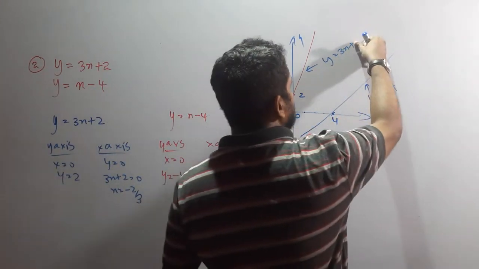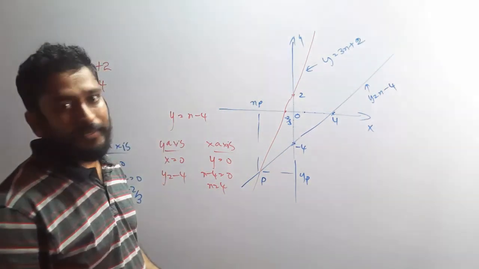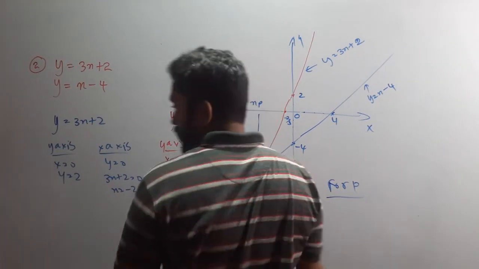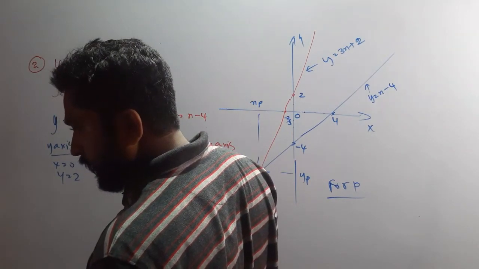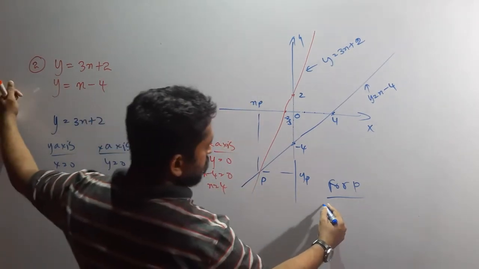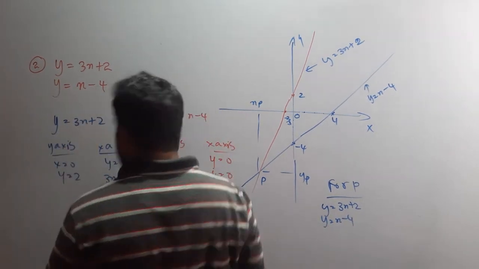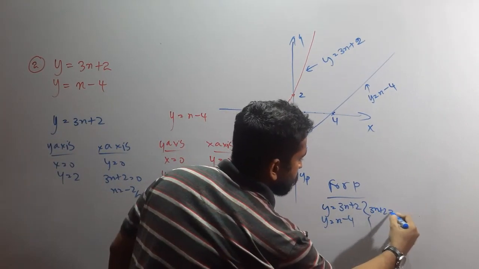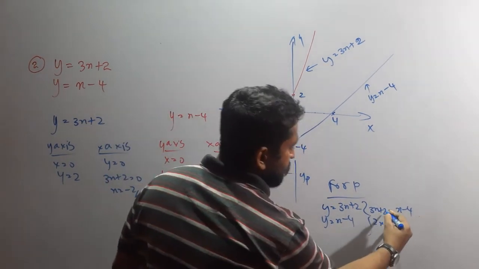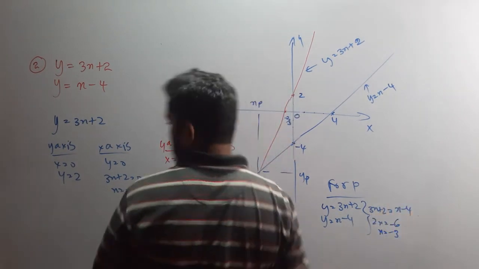Let's check by that technique, as the values are equal at the intersecting point, the coordinates of the intersecting point. For P, so far there are 3. Let's check. For P we are solving these two: y equals 3x plus 2, y equals x minus 4. So 3x plus 2 equals x minus 4. 2x equals minus 6. x equals minus 3.